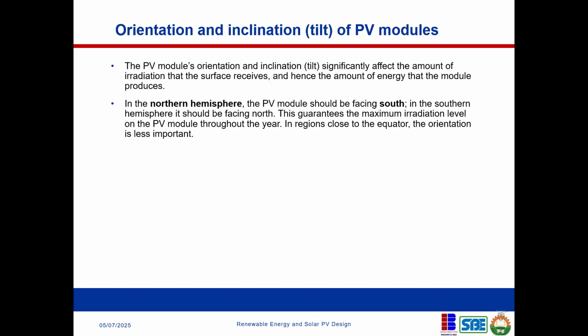That's what it simply means. But if you're in the southern hemisphere, then your PV module should be facing north, right? So now in the southern hemisphere, it should be facing north, like I just said. This guarantees the maximum irradiation level on the PV module throughout the year. In regions close to the equator, the orientation is less important. So remember, I said that at the center, it is divided.